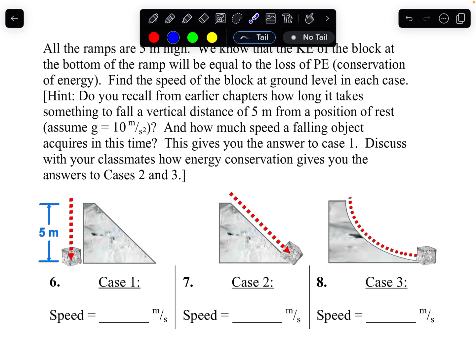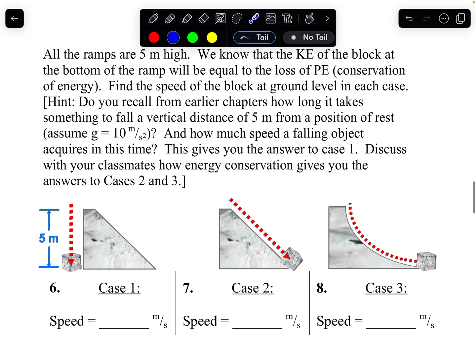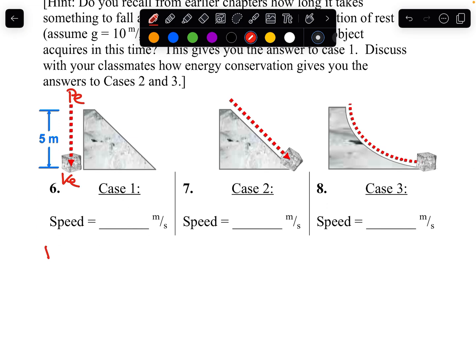That means that in all 3 cases, the block should have the exact same kinetic energy and the exact same velocity. So here's what we're going to use to answer this. We know that the block has potential energy at the top and kinetic energy at the bottom only. The initial potential energy will be equal to the kinetic energy at the end. So how do we find potential energy? Well, that's mgh, mass times gravity times the initial height. And kinetic energy is 1/2 mvf squared, 1/2 mass times final velocity squared.